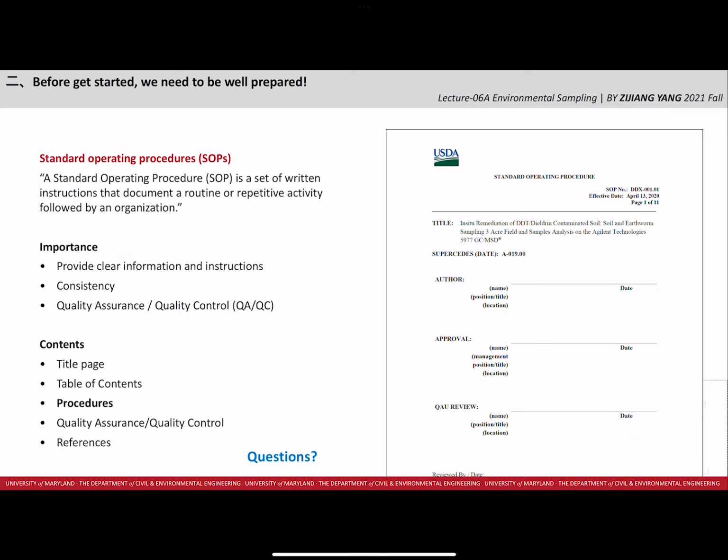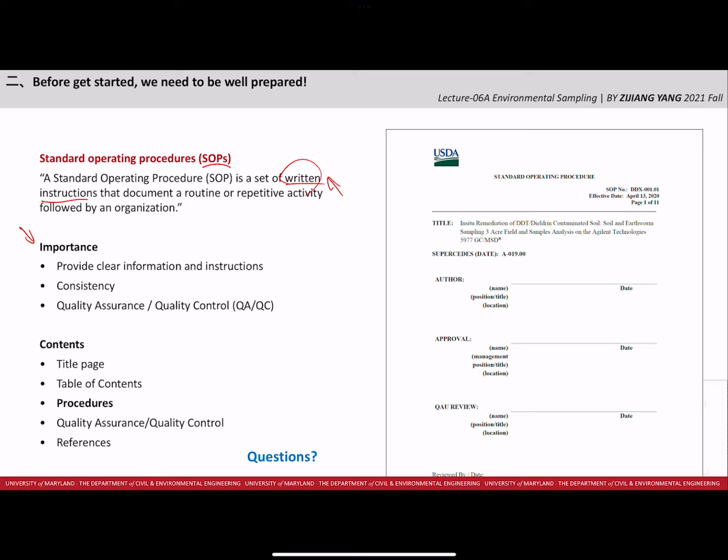So SOP refers to Standard Operating Procedure, and a Standard Operating Procedure is a set of written instructions that document a routine or repetitive activity followed by an organization. So I think in the future, we will not have written instructions. Maybe we will have a video or some other things. But for now, it is a written instruction. And in the homework assignments, I think you are asked to develop an SOP.